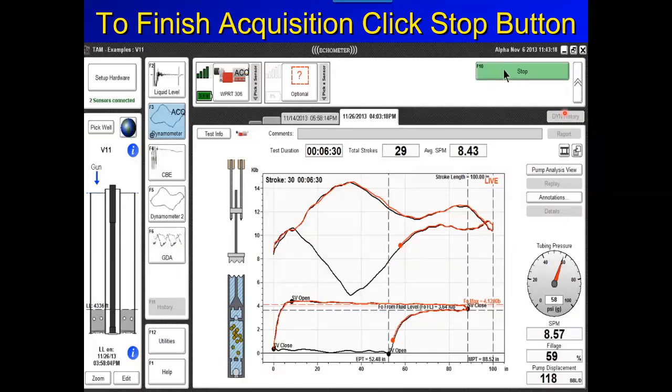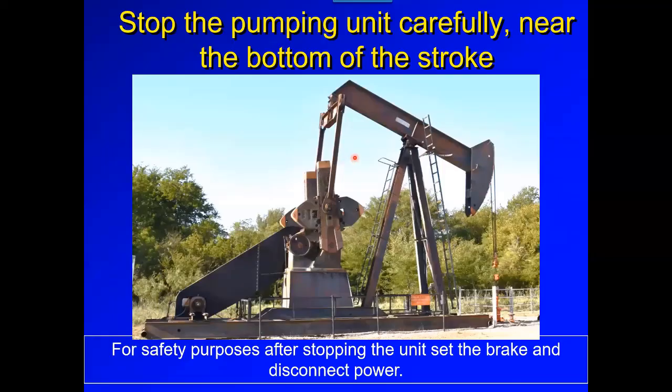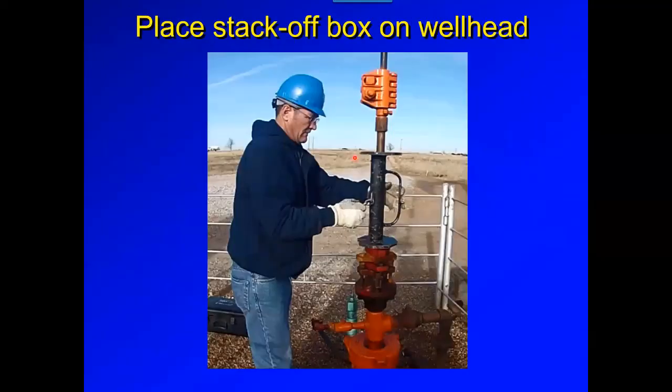Okay. Now, an important portion is after the completion of the dynamometer test is done, okay, we're going to talk about removing the horseshoe load cell transducer. So once again, we're going to stop the pumping unit and turn off the power.